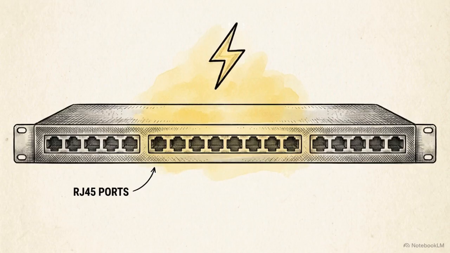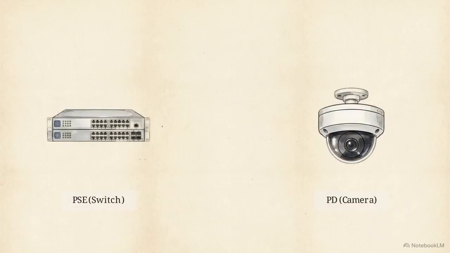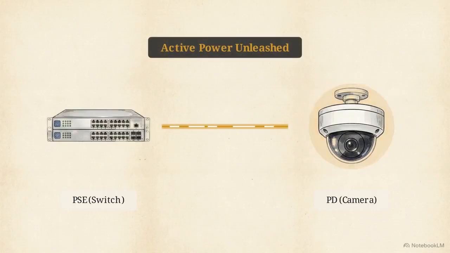Pushing raw electrical current down standard Ethernet cables into unknown devices carries an extreme risk of hardware destruction. To prevent fires or blown circuits, the switch initiates a low-voltage detection handshake. It looks for a specific resistance signature to identify a valid powered device before any active voltage is applied.